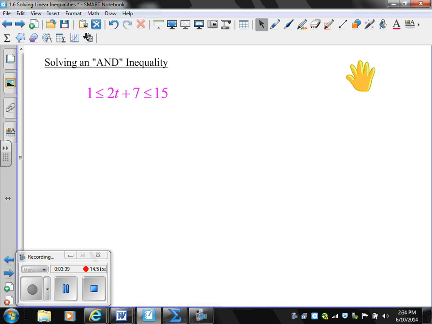In some ways, the and inequalities are kind of nicer to solve because I can really do this all at once. Here's the way I look at this. I imagine little barriers here at my inequalities. And I'm really just focusing in on the center, that 2t plus 7. And I'm going to unwrap that. The left and the right side, where the 1 and the 15 are, that's just going to be the consequence of what happens when I unwrap the 2t plus 7. So I'm really looking on the inside, and that tells me to subtract 7.